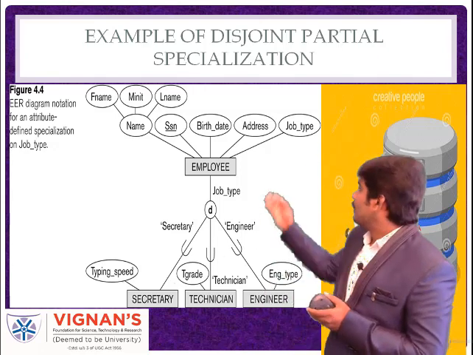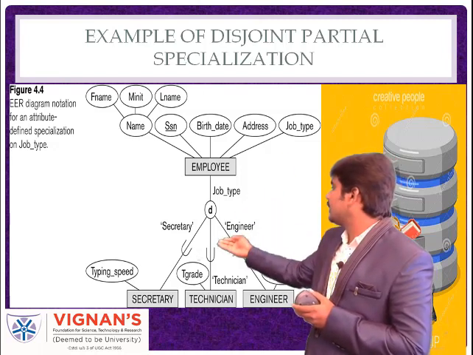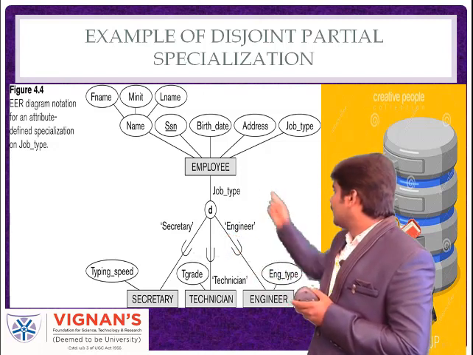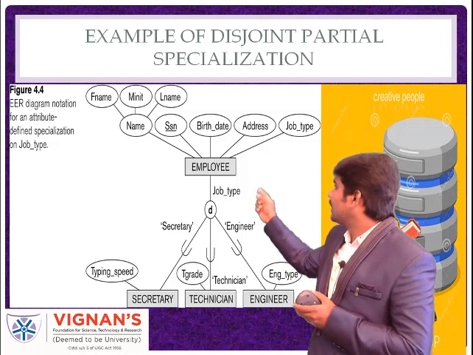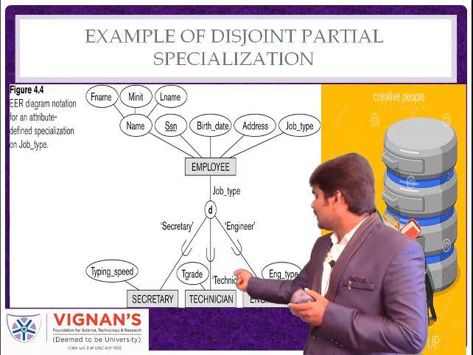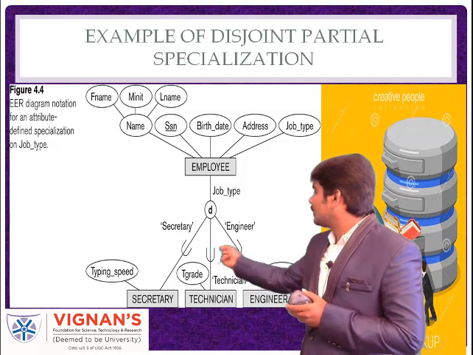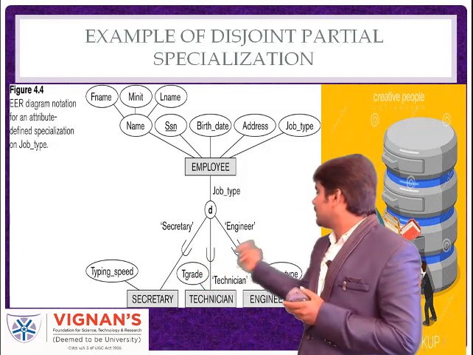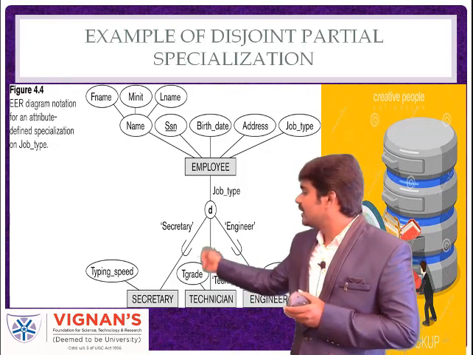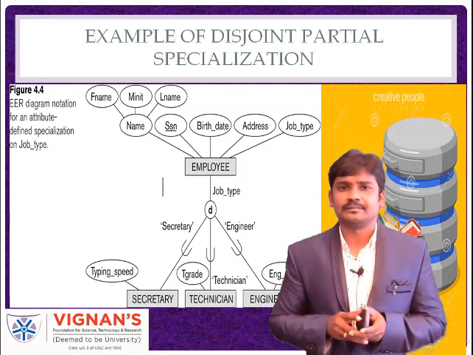Here the employee table is the superclass having the specific attributes. From the employee we are deriving three subclasses: secretary, technician, and engineer, and the D with a single line means disjoint partial. That is, a secretary cannot be a technician and cannot be an engineer, and a technician cannot be a secretary and cannot be an engineer. Likewise, an engineer cannot be a technician and cannot be a secretary. So it is called disjoint partial.